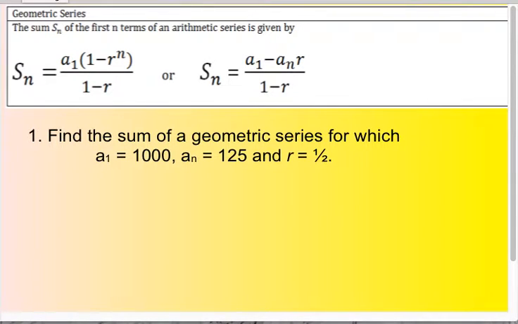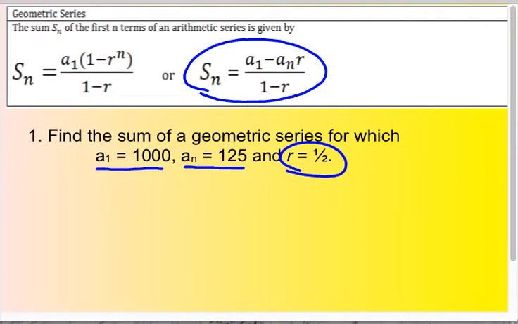So it says find the sum of a geometric series for which a sub 1 is 1,000, a sub n, your last term, is 125, and r, your common ratio, is 1/2. So you're multiplying by 1/2. Actually this geometric series is going down, but you still have to add up all the terms. a sub 1 and a sub n are right here. We also know r, so we know everything we need to know. We don't know what n is in this case. We could probably figure it out, but that would lead us to use this formula over here.